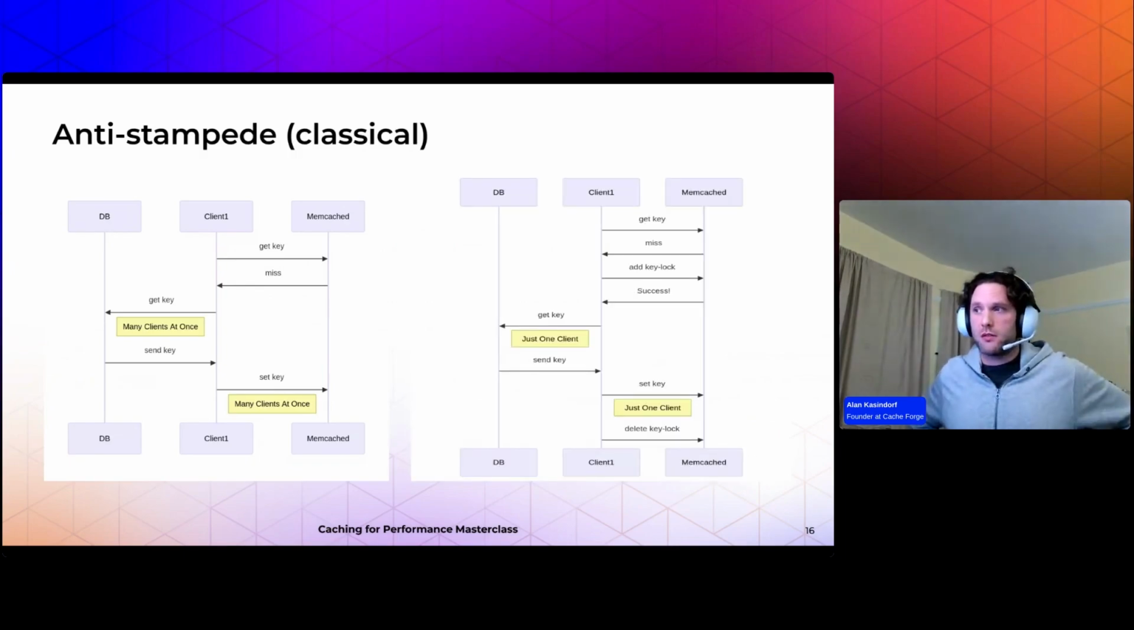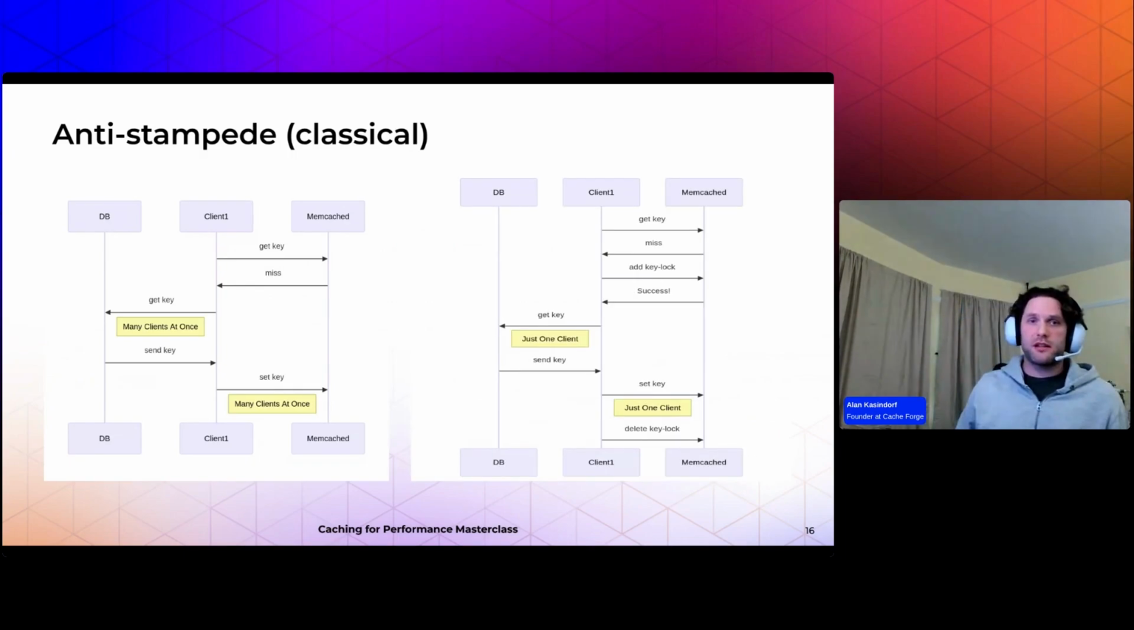With the original protocol, we were able to get around this a little bit by adding a lock key. So if you get a key miss, and then you go and add a secondary key. And if you succeed in doing that, your client wins. It gets to go to the database, gets to update the cache, and move on.